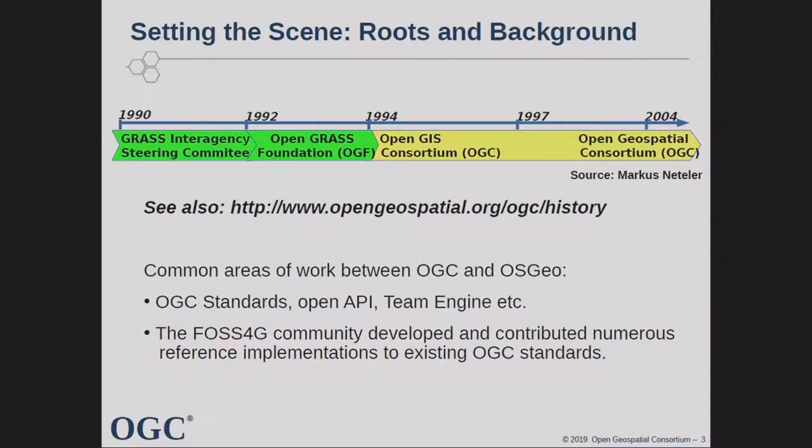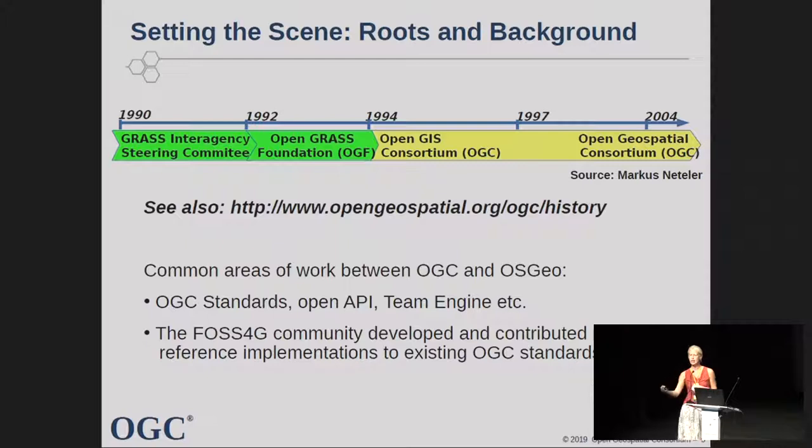Of course, OGC standards are an important role because the OSGeo community are implementing that. So we get a lot of feedback from the OSGeo community, the FOSS4G community. Open API is a topic of common interest, and TEAM Engine. And Dirk Stenger, are you here? Yeah, so we have one of the guys behind TEAM Engine sitting here, and Stefan as well as Angelos and Tom, they will also talk in more detail about those topics of collaboration. So the FOSS4G community developed and contributed to numerous reference implementations, and you will also hear about that later.